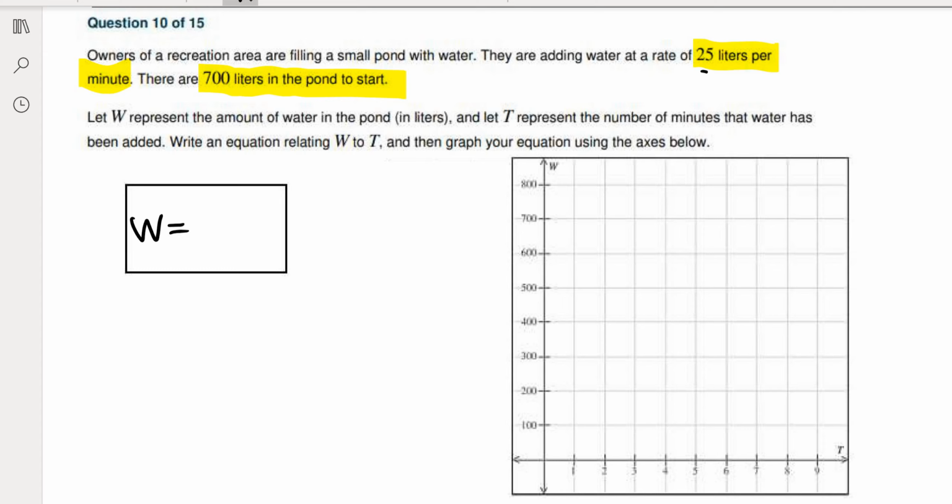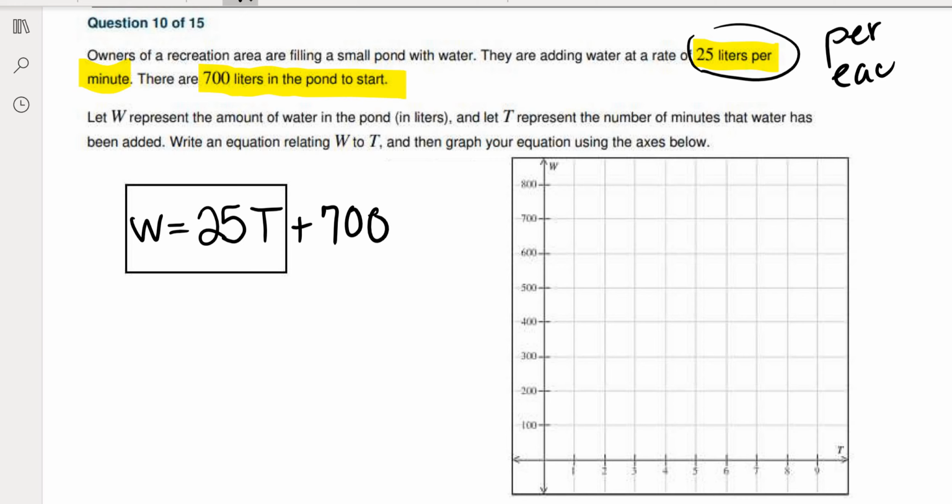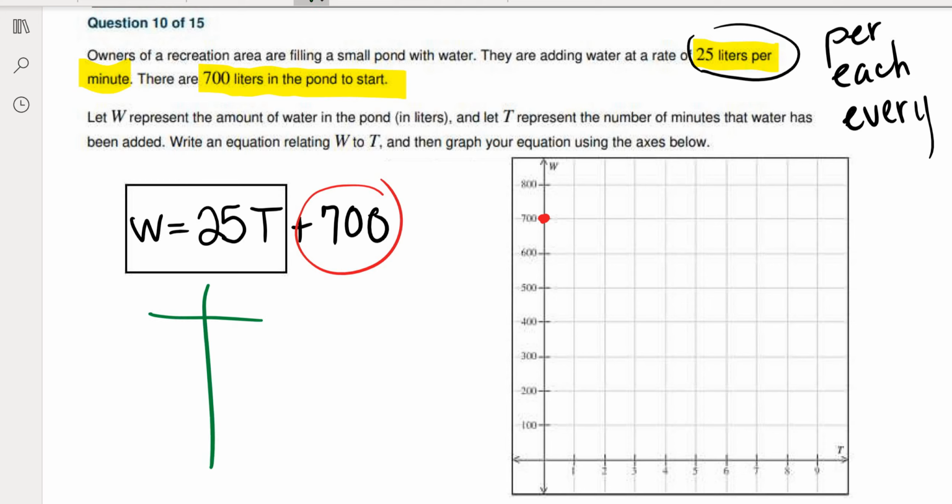Remember, there's keywords: per, each, and every, and that's going to be the number that's next to a letter telling it how to increase. So if I graph this, I'm going to graph the point 700 first, because that's how much was in the pond to start with. And then I'm going to do a table of values.